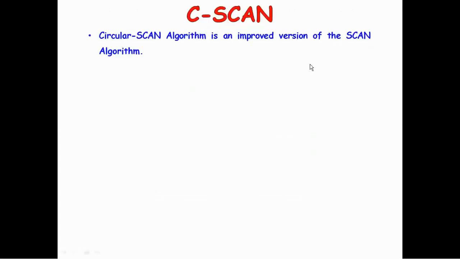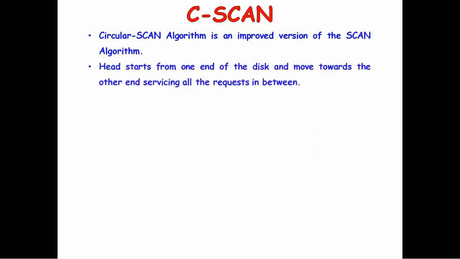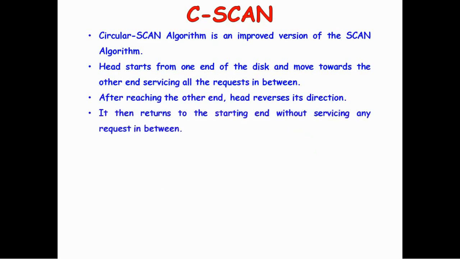Let us move to the next algorithm, CSCAN. Circular SCAN is an improved version of the SCAN algorithm. The head starts from one end of the disk and moves towards the other end, servicing all the requests that are in between. After reaching the other end, the head reverses its direction. It then returns to the starting end without servicing any request in between.